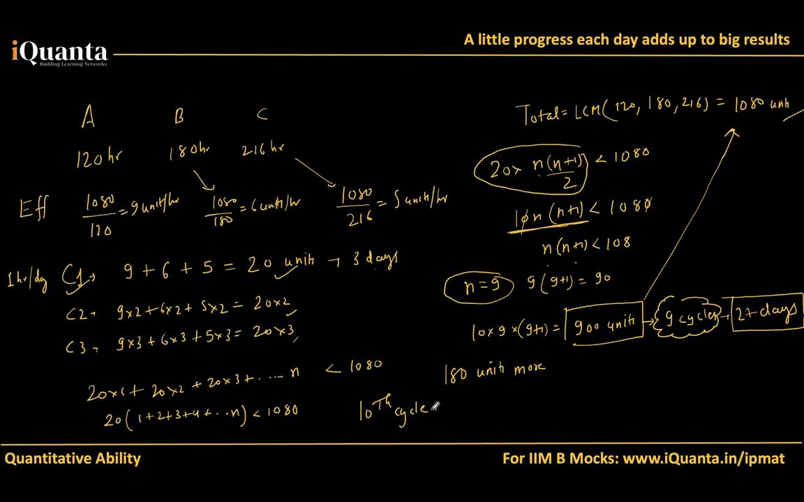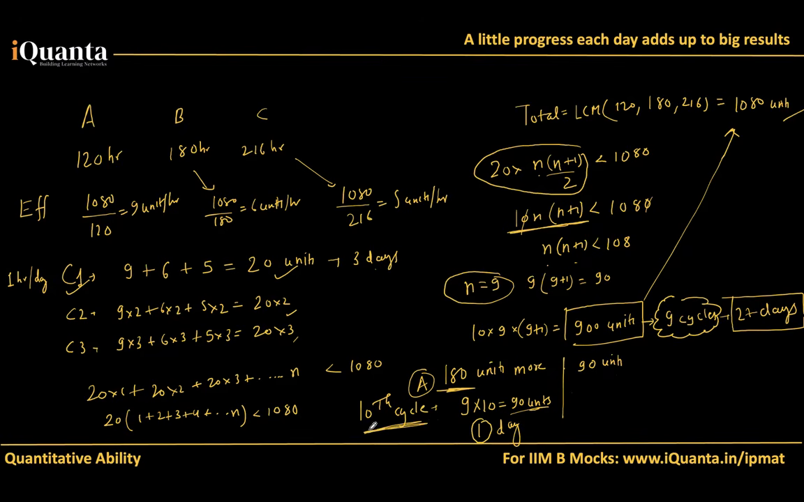In the 10th cycle, A, whose efficiency is 9 units per hour, will be working for 10 hours. So A does 90 units. 90 units more are done. So from 180, 90 units are done. We are now left with 90 more units. And this day one on which A worked in the 10th cycle, this will be counted as a day. So one more day, beyond these 27 days. We are left with 90 units.